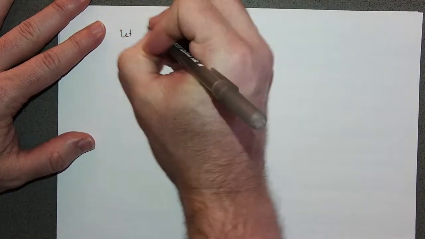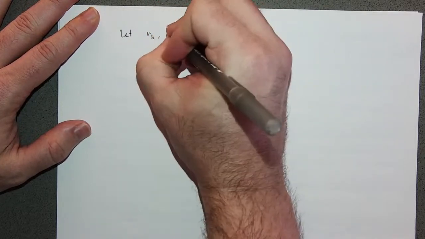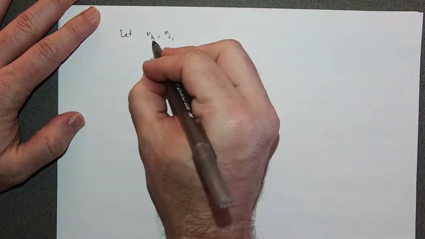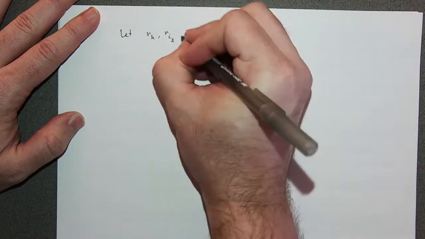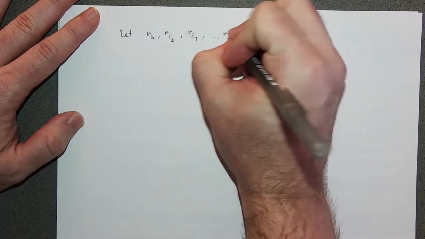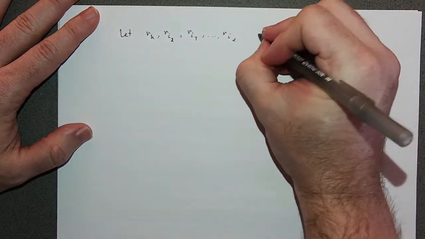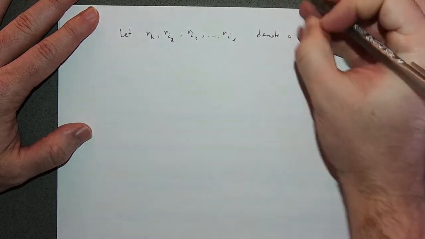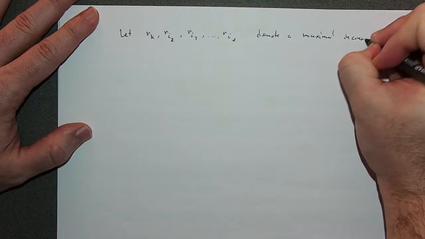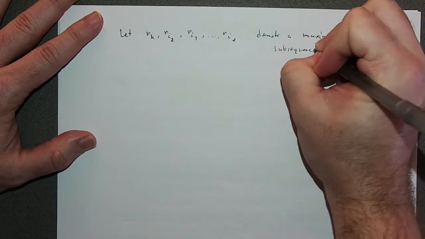Let r sub k, r sub i sub 1, well, if we're calling this maybe the first index, we'll call this i sub 2 here. r sub i sub 3, and so on up to r sub i sub alpha. Let this denote a maximal increasing subsequence beginning with r sub k.